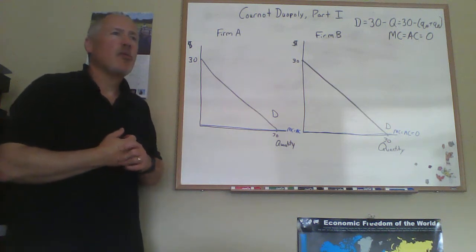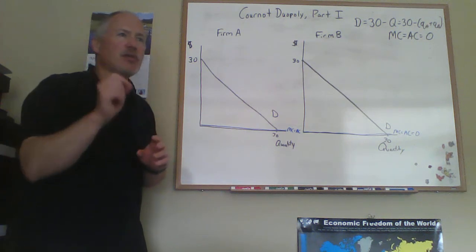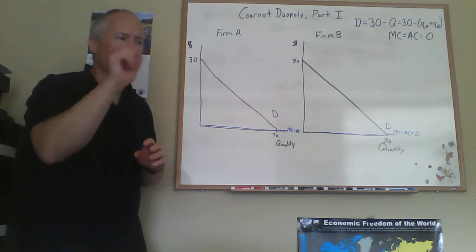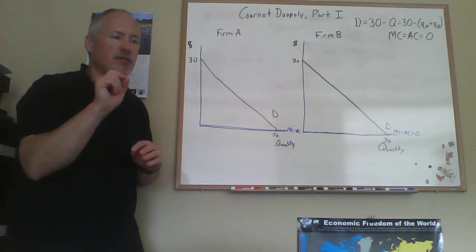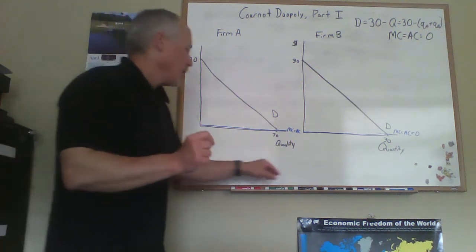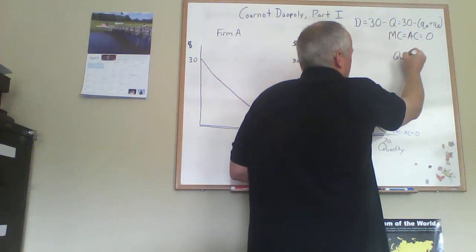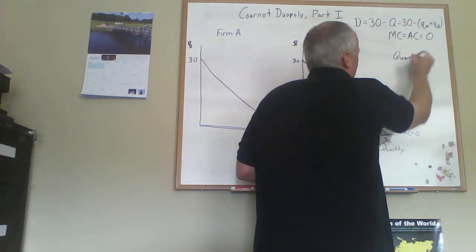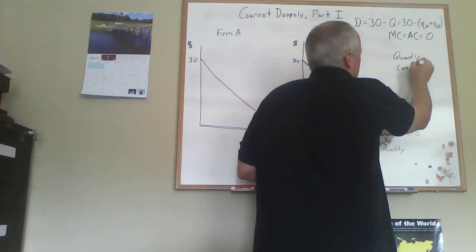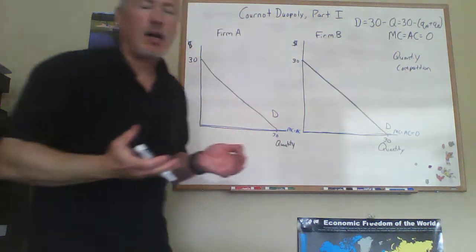Cournot assumed that the way these firms would engage in competition is they would make these plans or conjectures about the other firms' behavior in the form of quantities. And so they are engaged in what's known as quantity competition here.